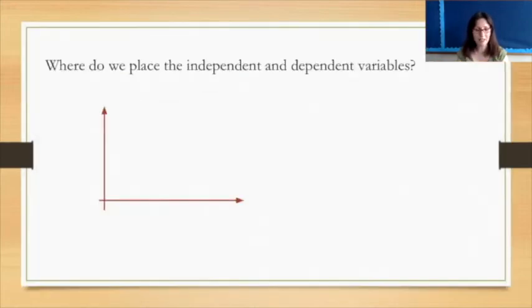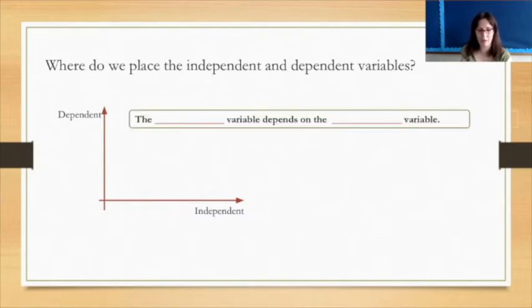So a refresher here, where do we place the independent and dependent variables? Do you remember which is which? We have the dependent on the vertical axis and the independent on the horizontal axis. Often the x for the horizontal and y for the vertical, but that may depend, we might be dealing with time or something like that.